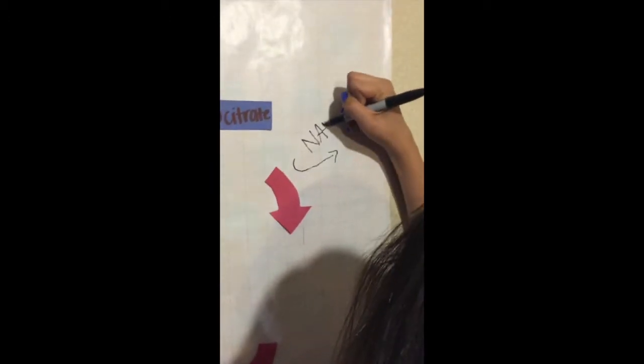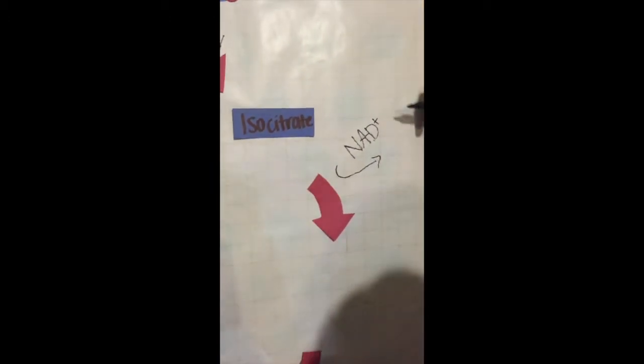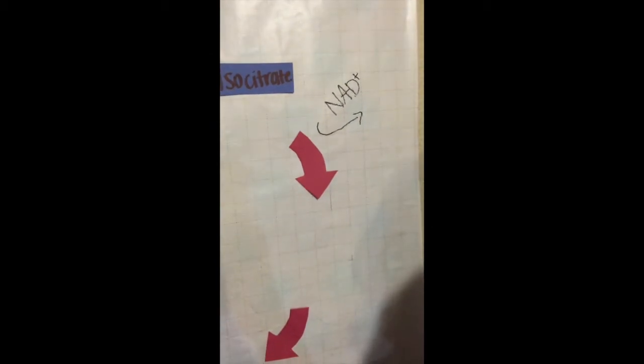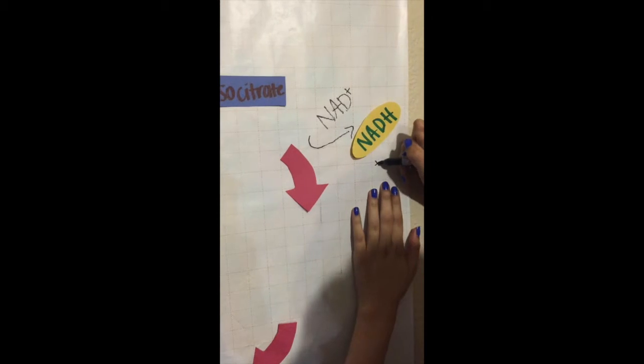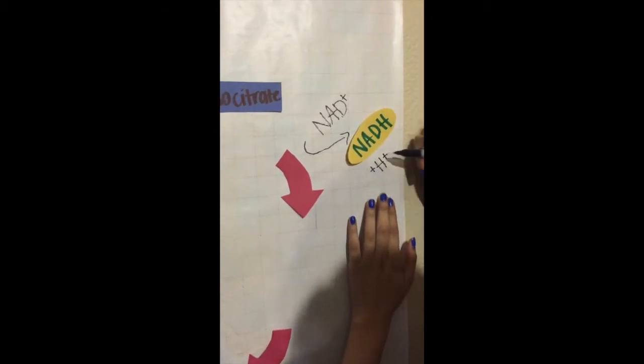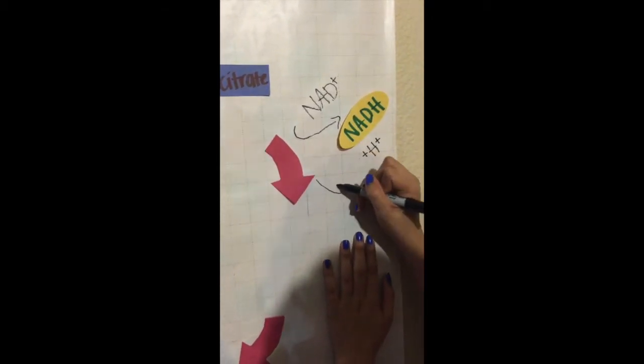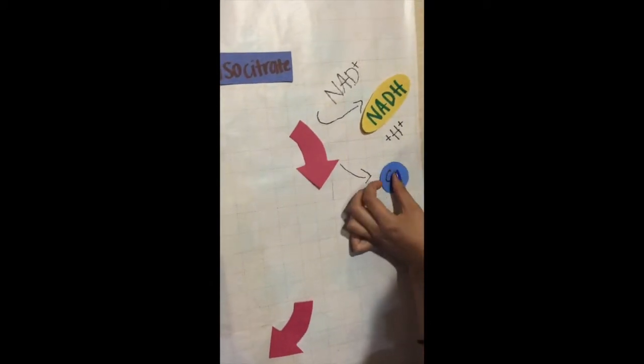In step 3 of the citric acid cycle, isocitrate is then oxidized, reducing NAD+ to NADH. The remaining compound then loses a carbon dioxide molecule. Eventually, it becomes ketoglutarate.